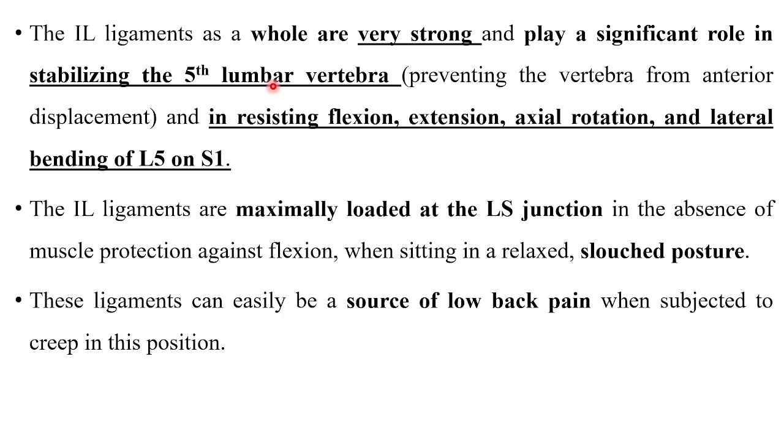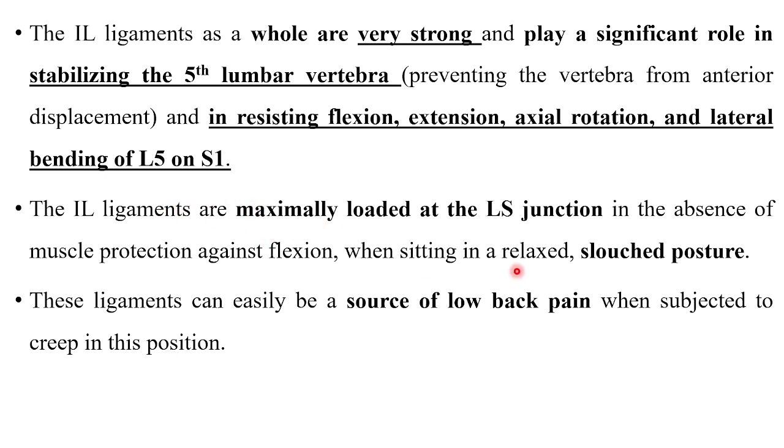The main function of the iliolumbar ligaments is that they play a major role in stabilizing the fifth lumbar vertebra, and they are also helpful in resisting flexion, extension, axial rotation, as well as lateral flexion of L5 on S1. The iliolumbar ligaments are maximally loaded at the lumbosacral junction, in the absence of muscle protection, against flexion when sitting in a relaxed slouch posture.